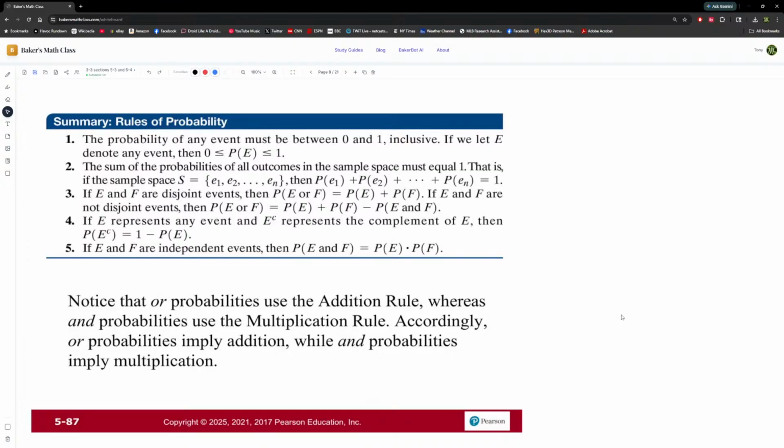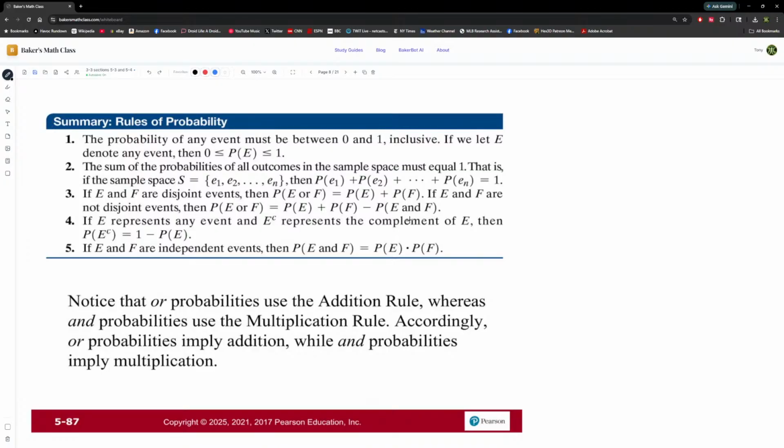The sum of the probabilities always has to equal 1. So if you add all up, it has to equal 1. When we're looking at right here, this is the general rule of addition. Remember, that rule will work even if they were disjoint, because if they're disjoint, that minus part will be 0. So that's not an issue at all.